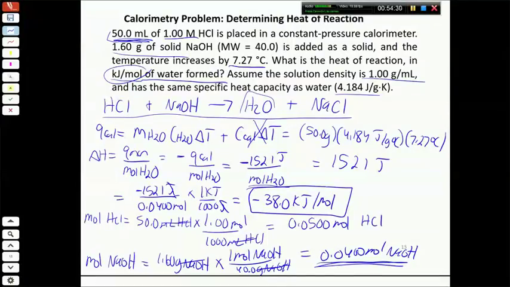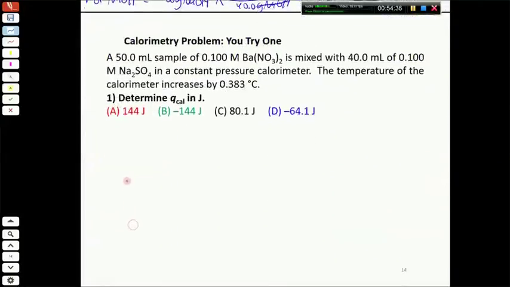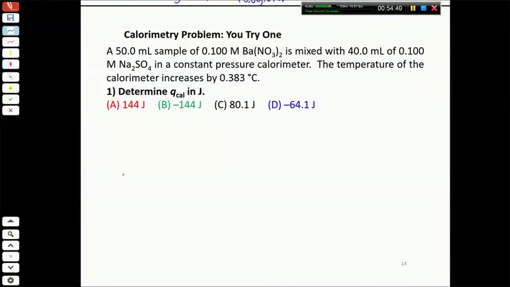The last one we'll do for calorimetry, we'll do it sort of in a stepwise fashion to just wrap this up. So let's say we take 50 milliliters of 0.1 molar barium nitrate, and we mix it with 40 milliliters of 0.1 molar sodium sulfate in a constant pressure calorimeter. The temperature of the calorimeter increases by 0.383 degrees Celsius. So the first thing it asks us for is what is the heat for the calorimeter in joules.